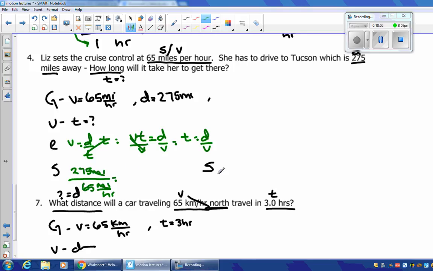Solve. 4.23 hours. So about 4.5 hours. Cool or what? Okay, so try that on the next ones in the coming days. Good luck.